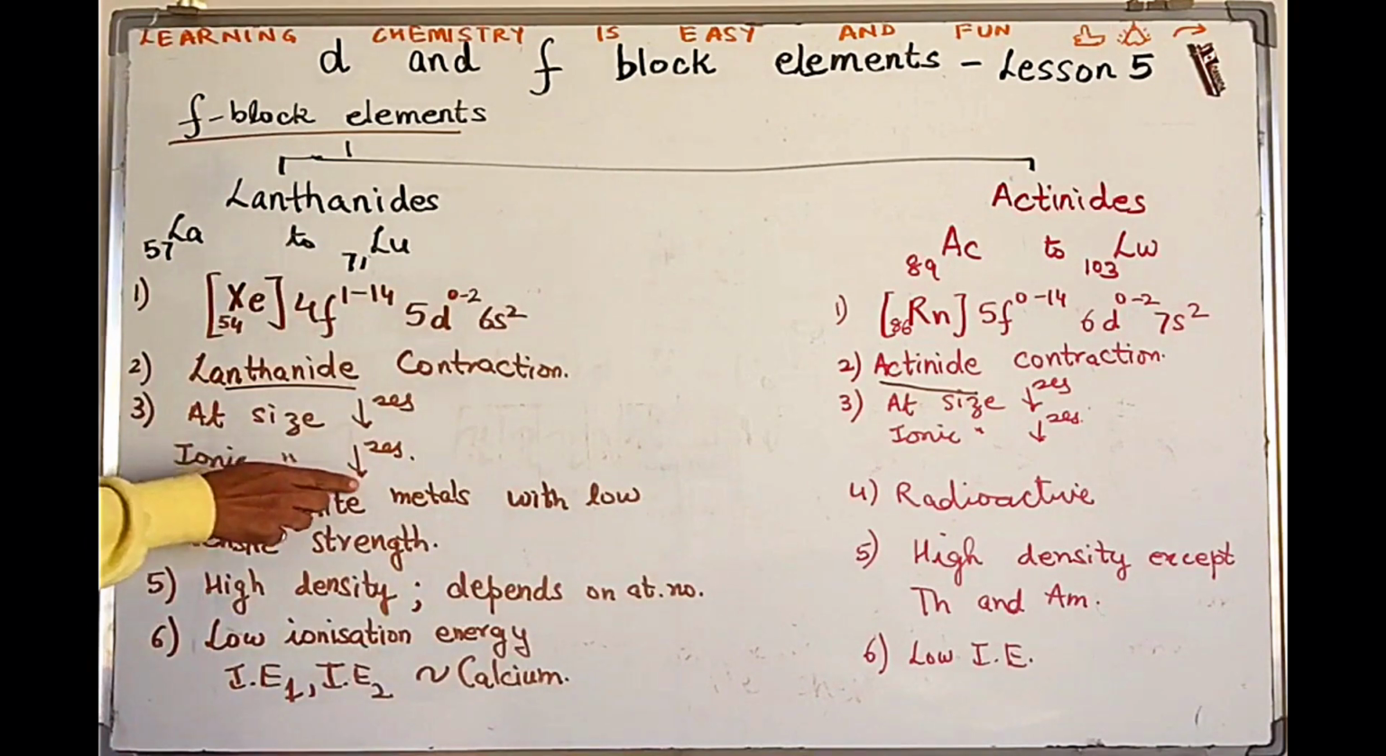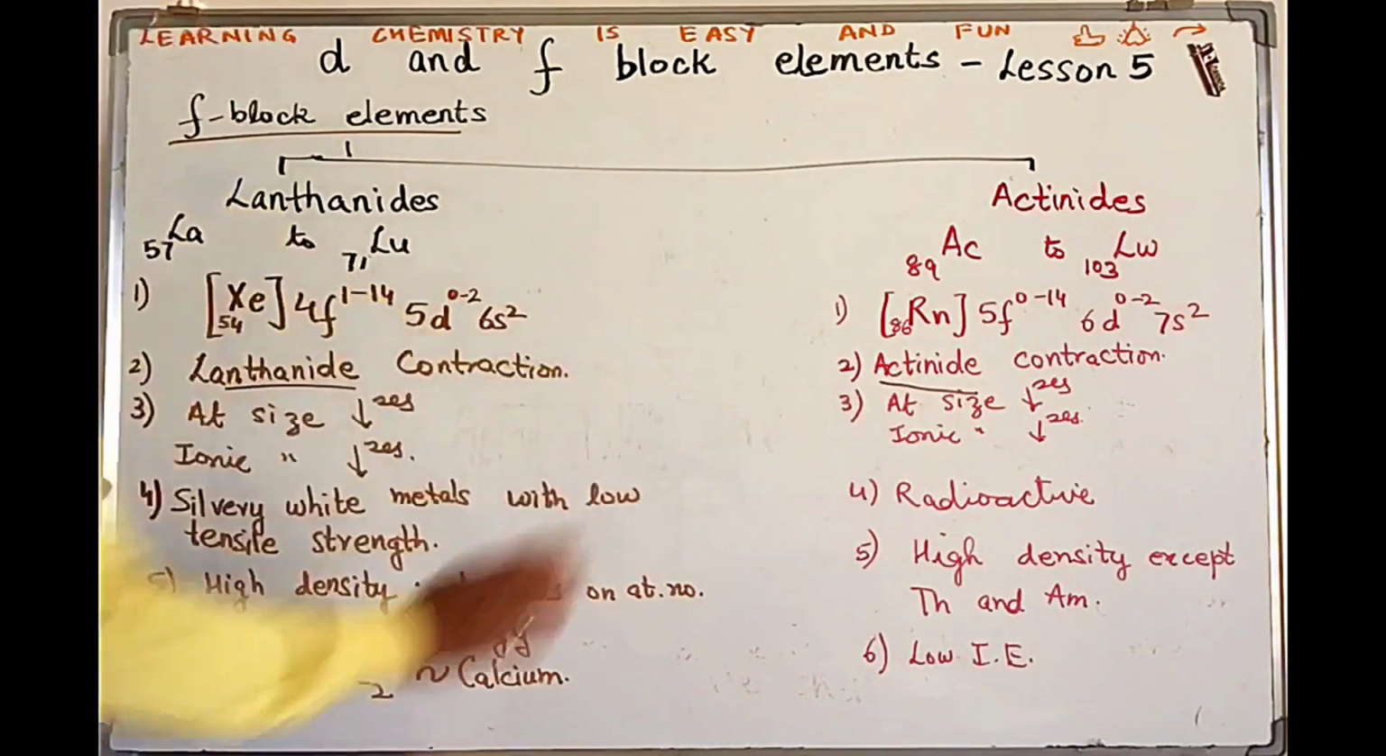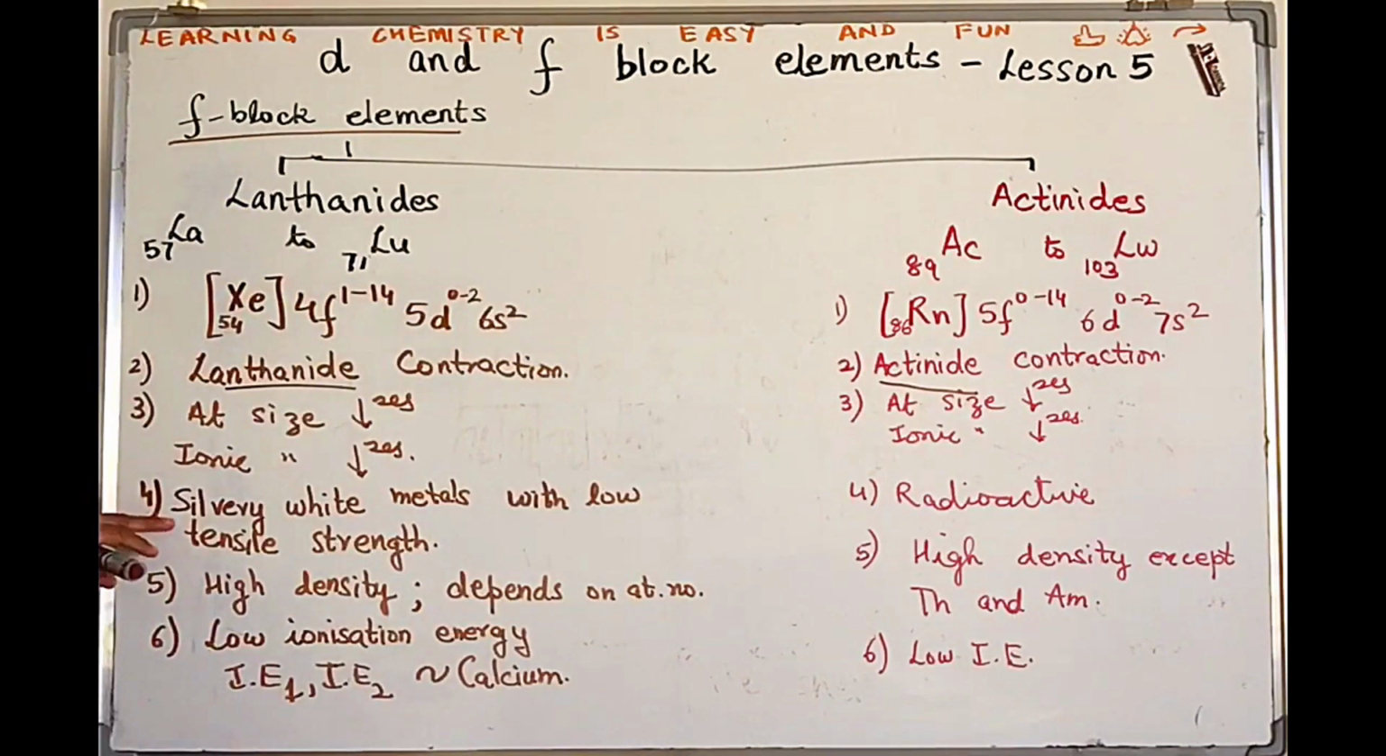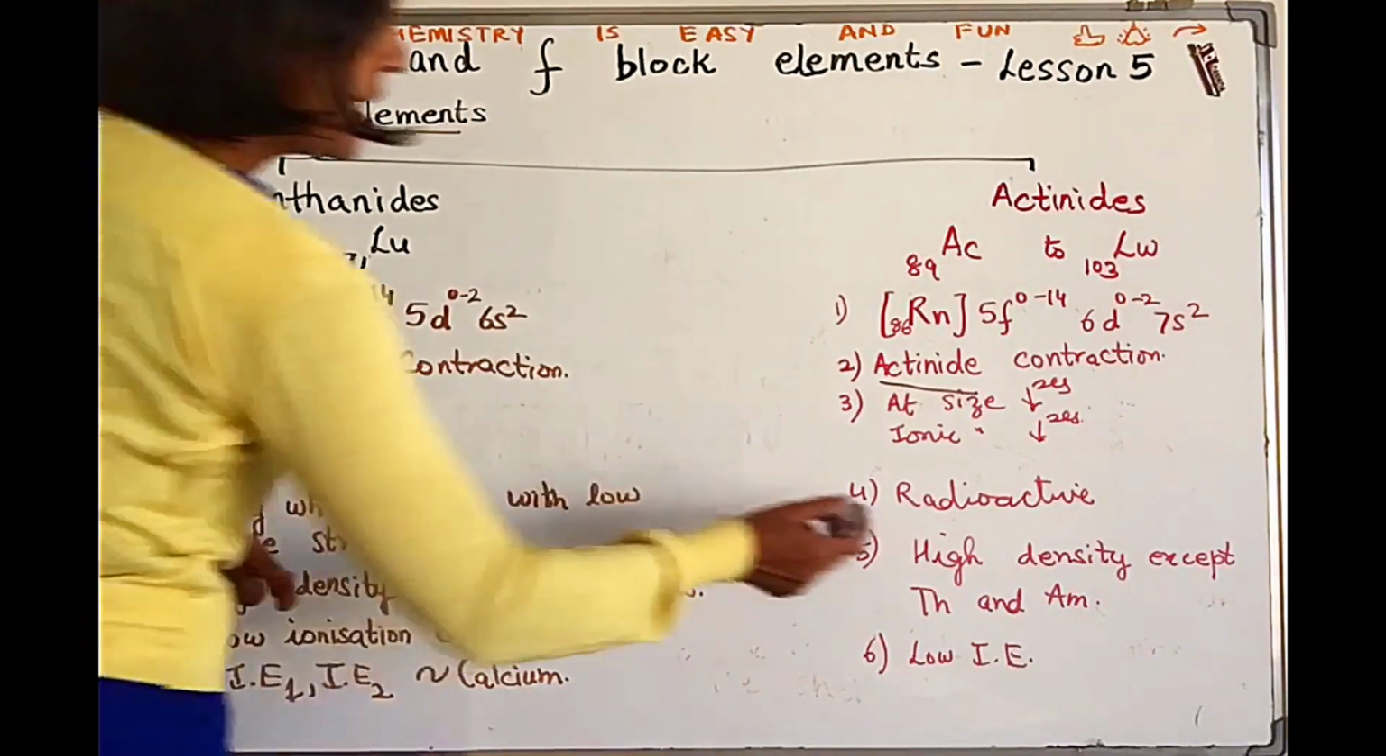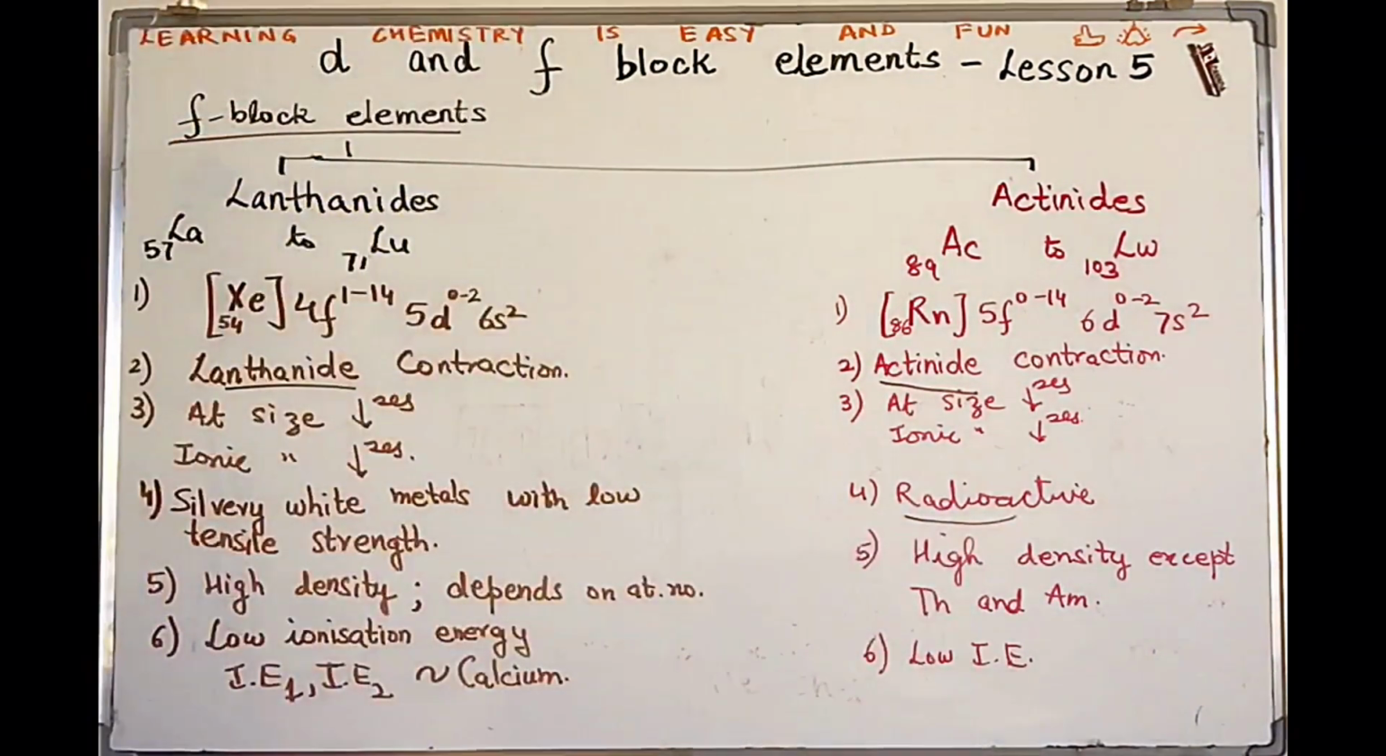Ionic size also decreases. These are silvery white metals with low tensile strength. On the other hand, actinides are radioactive in nature. That is why it is difficult to study them in depth.